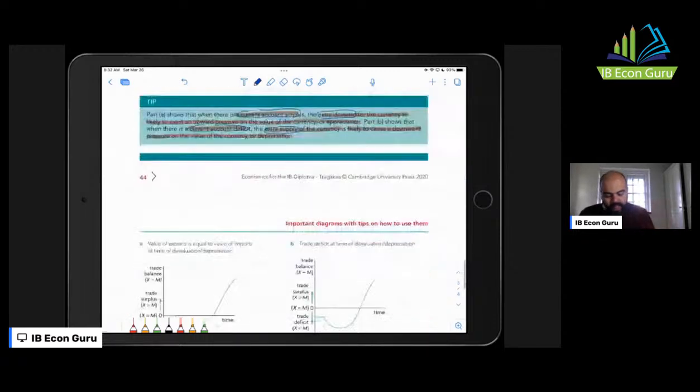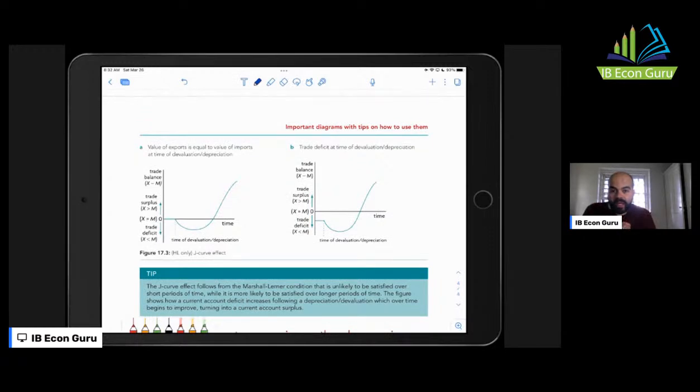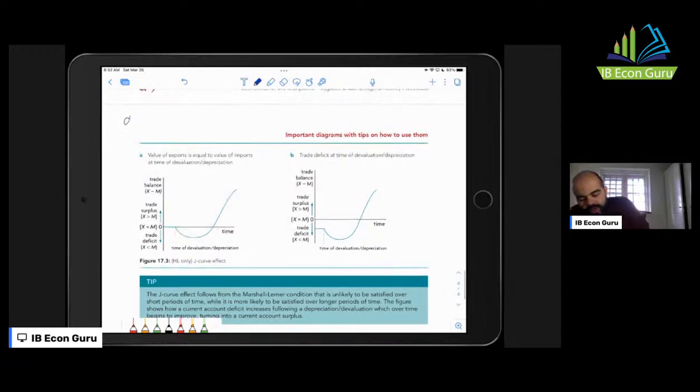Okay? This is a high level only concept. I just wanted to talk about the Marshall-Lerner condition and the J curve, which is a higher level only concept. So if you're standard level, you don't need to watch the rest of this video. Okay. Now, lots of countries use currency depreciation or currency devaluation to fix a current account deficit. Why? Because ultimately, a currency depreciation or devaluation, both are the same thing. It's a decrease in the value of the currency.